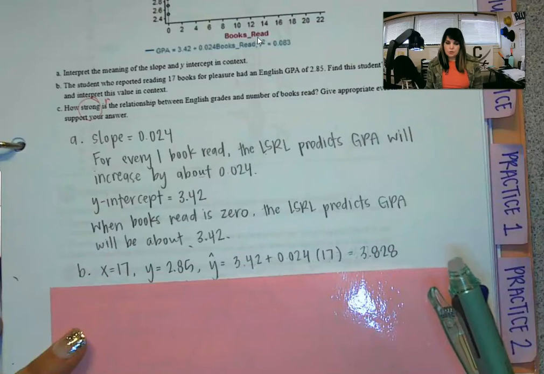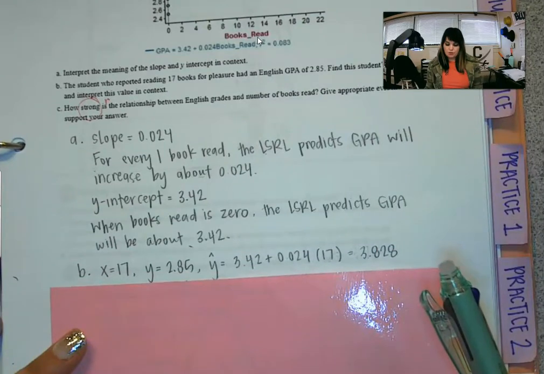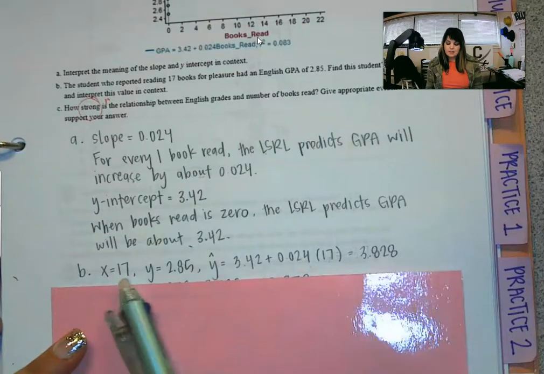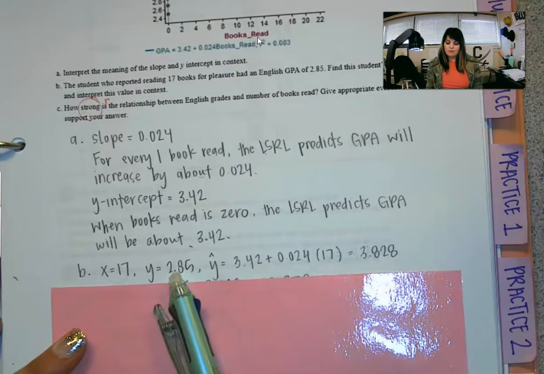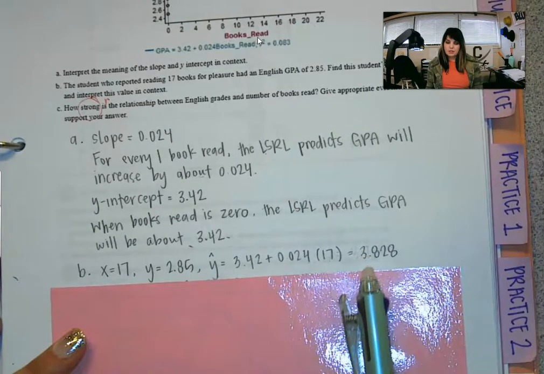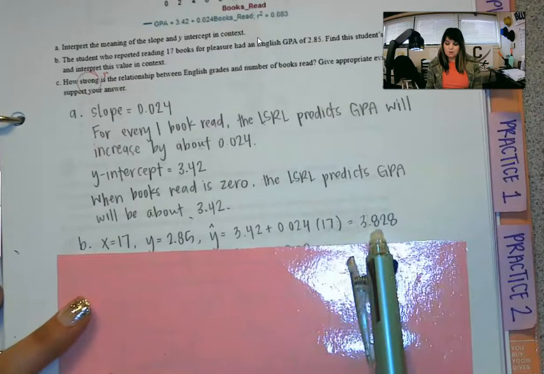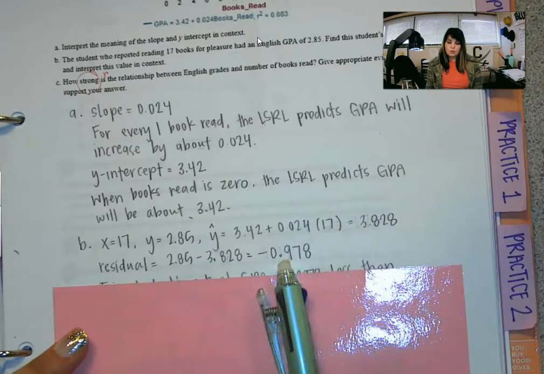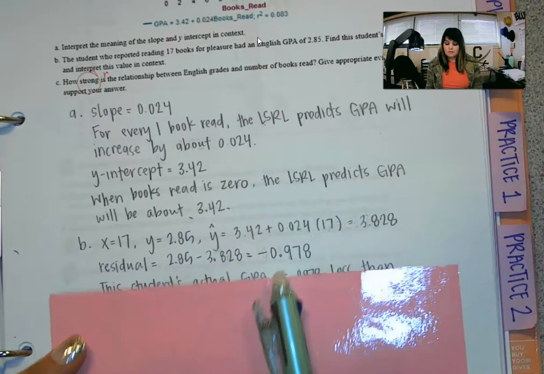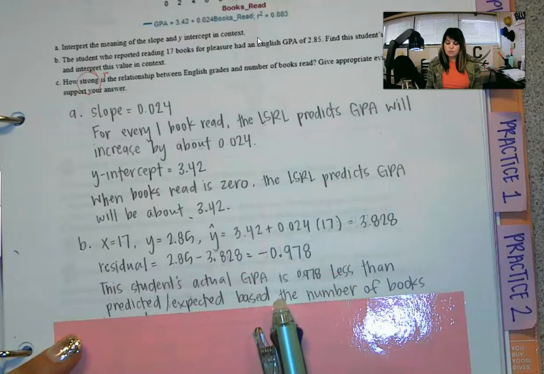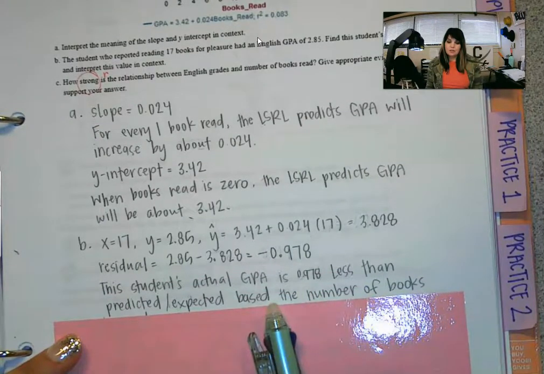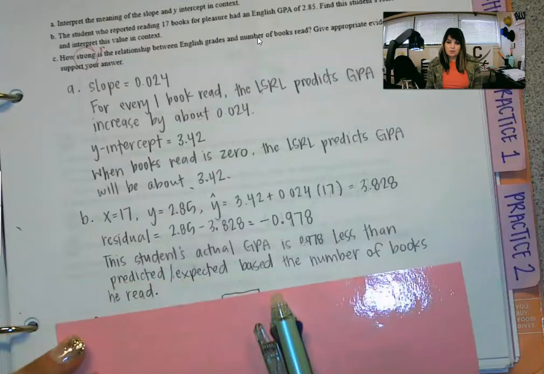For the residual of the student who read 17 books, his X is 17, his Y is 2.85, his predicted GPA was 3.828. That's much higher than his actual GPA. Residual is almost a full grade point. Like, that's a lot. This student's actual GPA is 0.978 less than predicted or expected based on the number of books read.